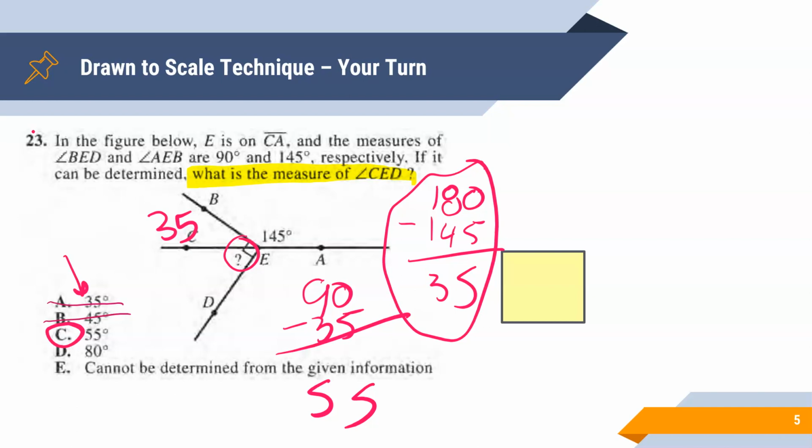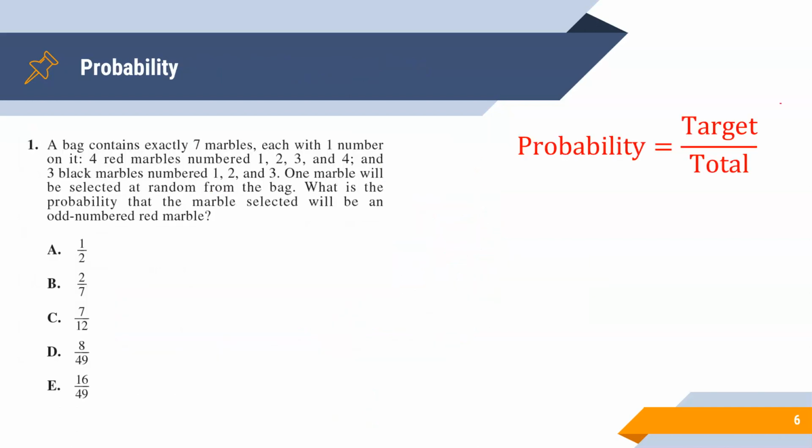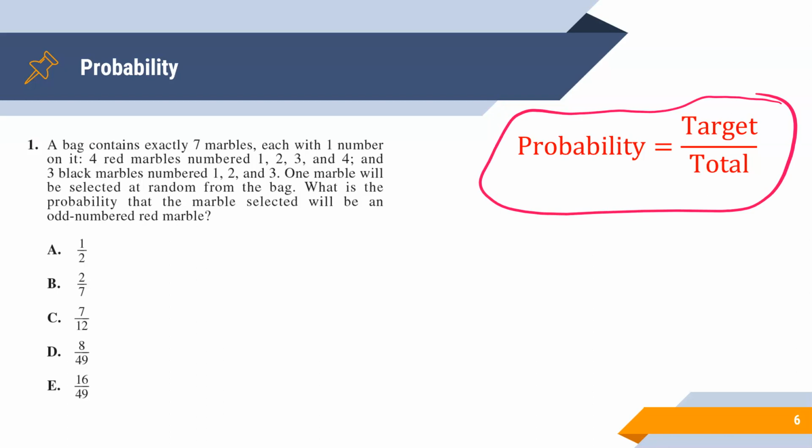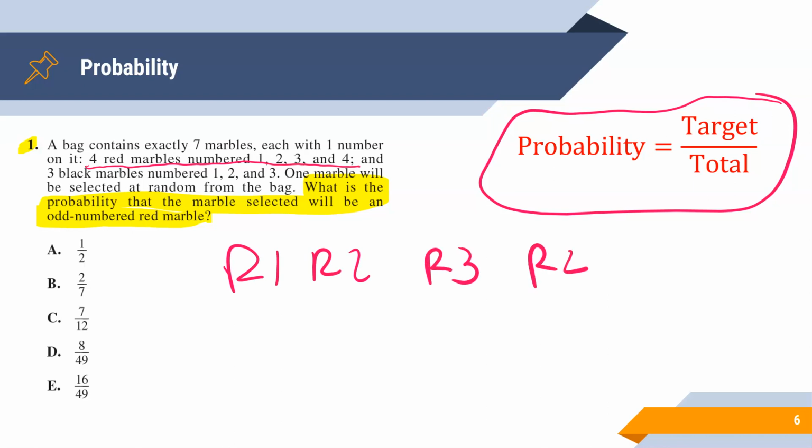Okay, another question we have deals with probability, right? Think about probability as a fraction, where our target value we're trying to get is over the total amount of possibilities. This is question 1 on the test, right? Here's our question mark. We go backwards, and they ask, what is the probability that a marble selected will be an odd numbered red marble? Well, let's write down all the choices we have here. We have 4 red marbles numbered 1, 2, 3, 4. So red 1, 2, and we have 3 black marbles numbered 1, 2, 3.